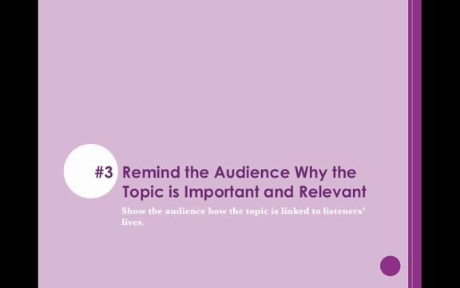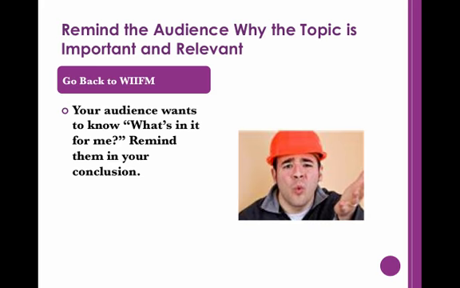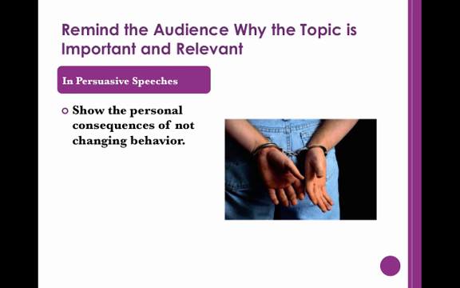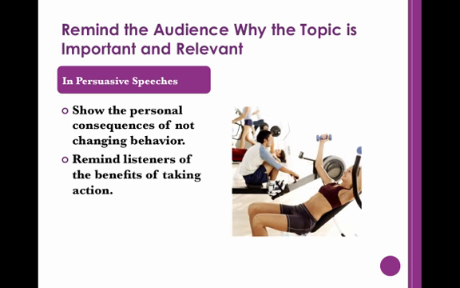The third function of a conclusion is to remind the audience why the topic is important and how it is related to their lives. In the introduction, you should have clearly linked the topic to the listeners' lives. Recall the discussion about establishing WIFM, or what's in it for me. In the conclusion, you need to remind the audience why the topic is relevant to them personally. If you are giving a persuasive speech, this may involve giving an explanation of the personal consequences of not changing a behavior, or reminding listeners of the benefits of taking some action that you advocate.